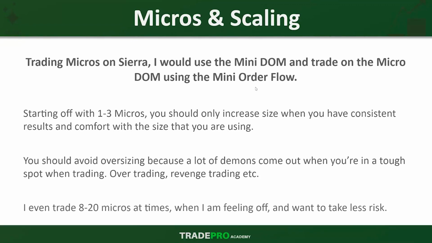Like I said, even sometimes I'll trade 8 to 20 micros at a time when I'm feeling off or I want to take less risk or I don't read the market movement as well. This might seem like a lot of size, but 20 micros is equivalent to 2 minis. So I want the ability to trail, to de-risk, to move my contracts around. So I'd prefer trading larger size on micros than 1 or 2 minis. Yes, I understand the commission doesn't add up if you're trading that many micros, but that's not necessarily a factor when you're trading a specific strategy, in my opinion.